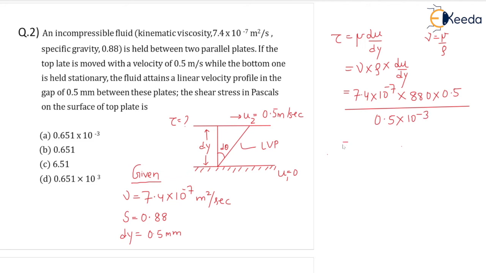Correct. So now the remaining part is the calculation. If you do this calculation, 7.4 into 10 to the power -7 into 880 into 0.5 divided by 0.5 into 10 to the power -3, you will get the answer 0.6512 after correct calculation. The unit will be Newton per meter square. Correct. So which option is correct? Look at the given options. It is equal to B, right? So the correct answer is B here. B is the right answer. Okay. Thank you.